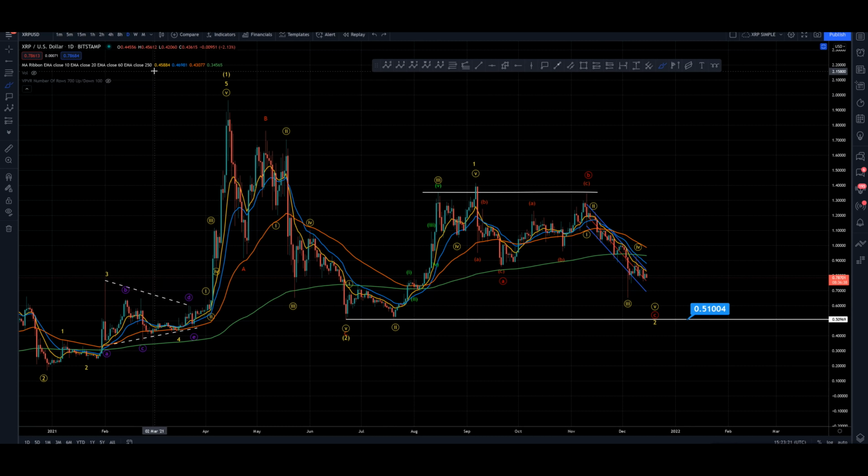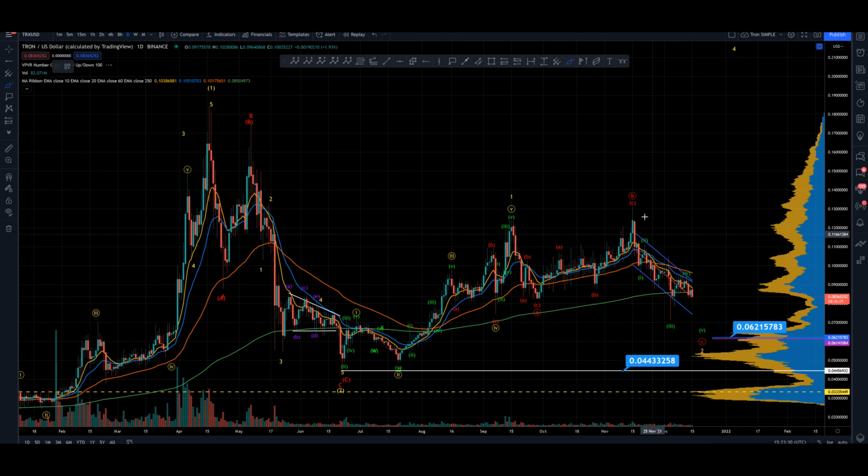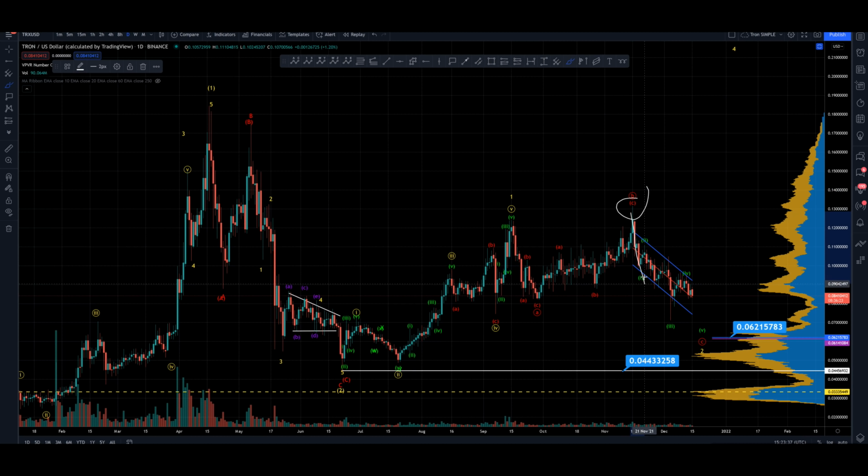Right, so that's XRP. Now let's look at Tron, because it's doing something very, very similar. The only difference is we get an expansive B wave high here. Okay, you get an expansive B wave high, and this is 1, 2, 3, 4, 5.